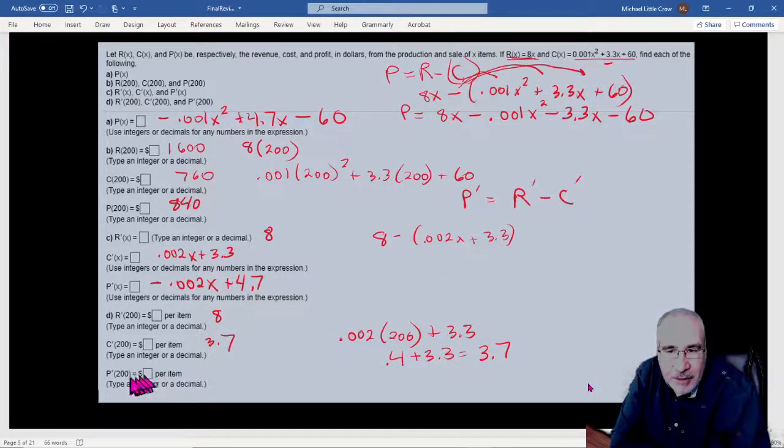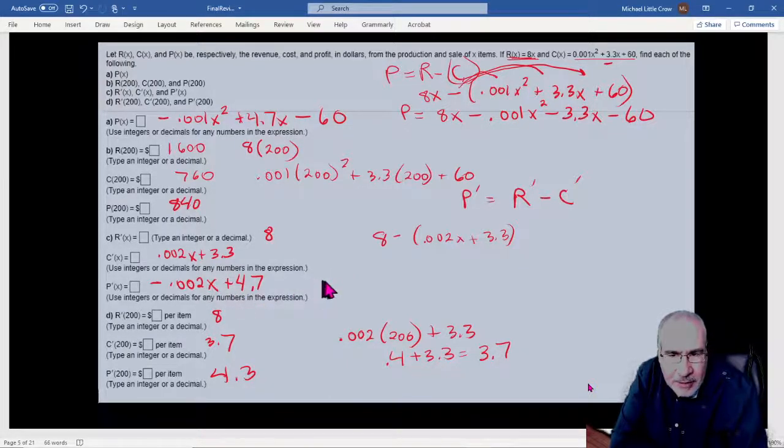So then our profit at 200, the marginal profit. So how much do we make when we sell one more after we're at 200? That's really what that's getting at. Again, we could just plug it into this, but you see, we sort of did that. We plugged it into the revenue. We plugged it into this. We subtracted them. So you could just do 8 minus 3.7. We'll do a quick check on that. 8 minus 3.7 is going to be 4.3.